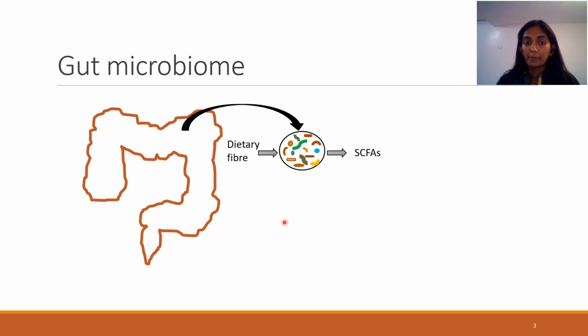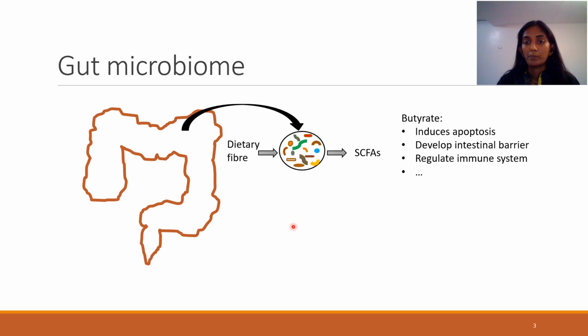The microbial community present in the human gut, called the gut microbiome, is an essential part of human digestive system. The gut microbiome is capable of producing amino acids, vitamins, and is capable of digesting dietary fiber, which is otherwise indigestible by the human body. The gut microbiome breaks down the dietary fiber to short-chain fatty acids, which are essential for human health.